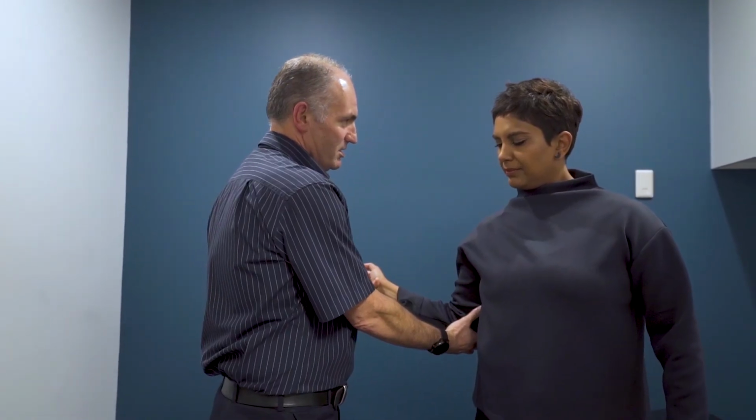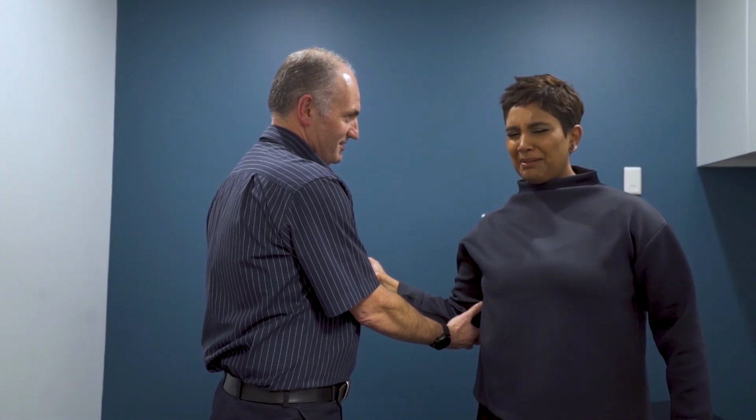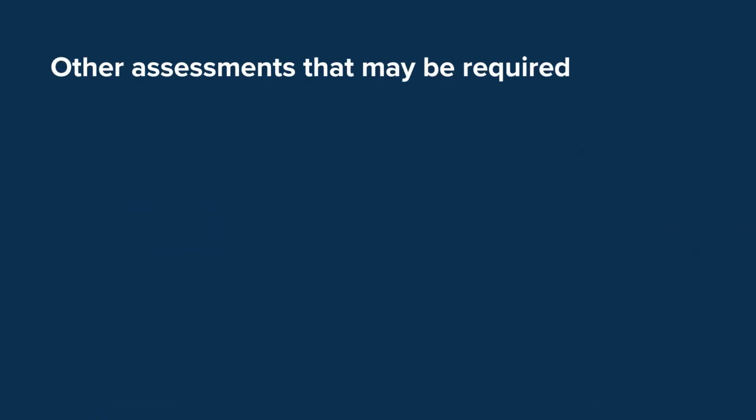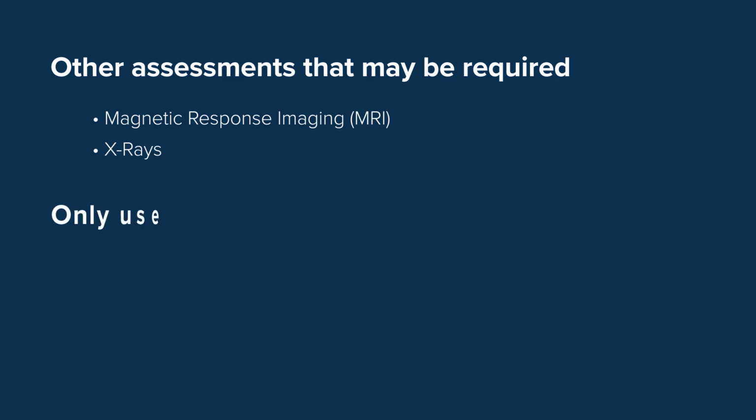If there has been a sudden strong force to the shoulder which results in strong pain and reduced ability to move the shoulder joint, it may be possible that a bone has been fractured. You will always be referred on to a specialist doctor by your GP or physiotherapist if needed. For example, other assessments may be required, such as MRIs or X-rays. These are only used if a fracture is suspected.